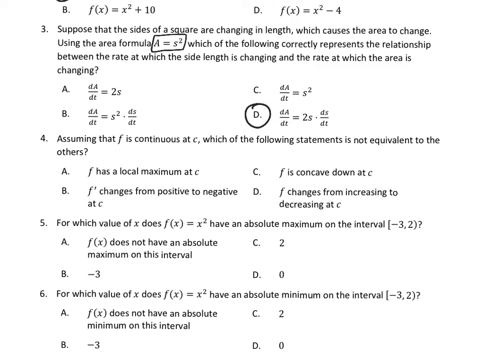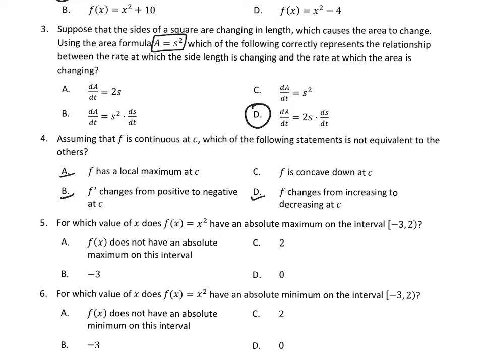For number 4, we see that we're assuming that f is continuous at c, and we want to know which of the following statements is not equivalent to the others. So that means 3 of these statements are all equivalent to each other, and one of them is an odd one out. Having a local maximum is the same as the derivative changing from positive to negative, and that's also the same as the function changing from increasing to decreasing. So A, B, and D are all the same.